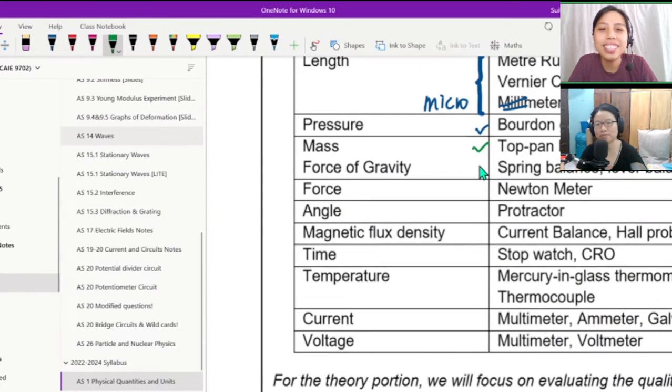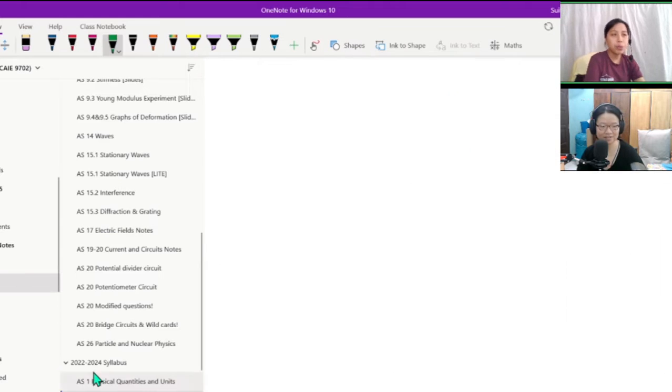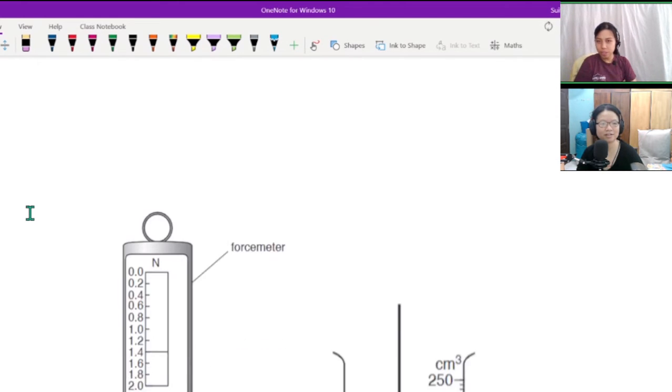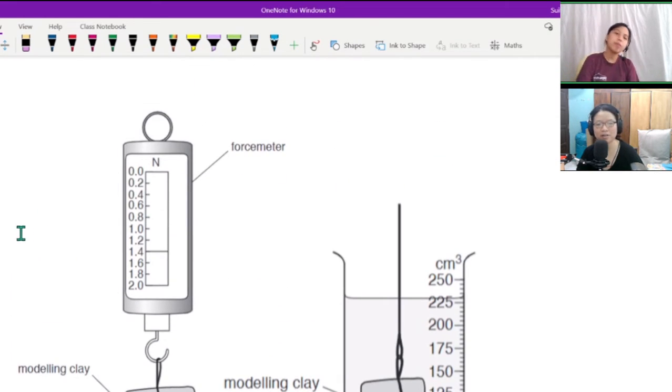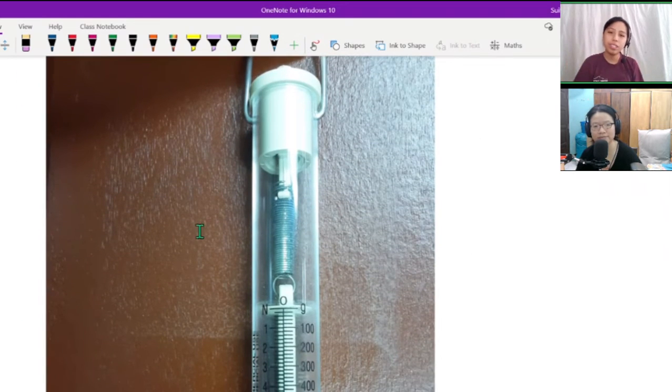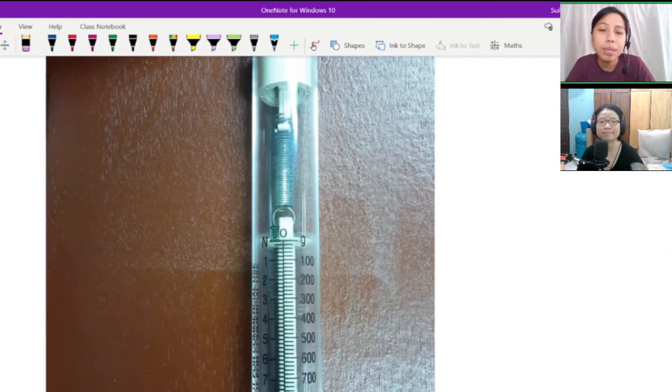We have another one. Force. Newton. Want to measure force? There is this very common lab equipment in physics called the Newton meter. It's basically a spring inside, and you stretch the spring. Depending on how much you pull this spring, you see it go down. So it's based on Hooke's law.